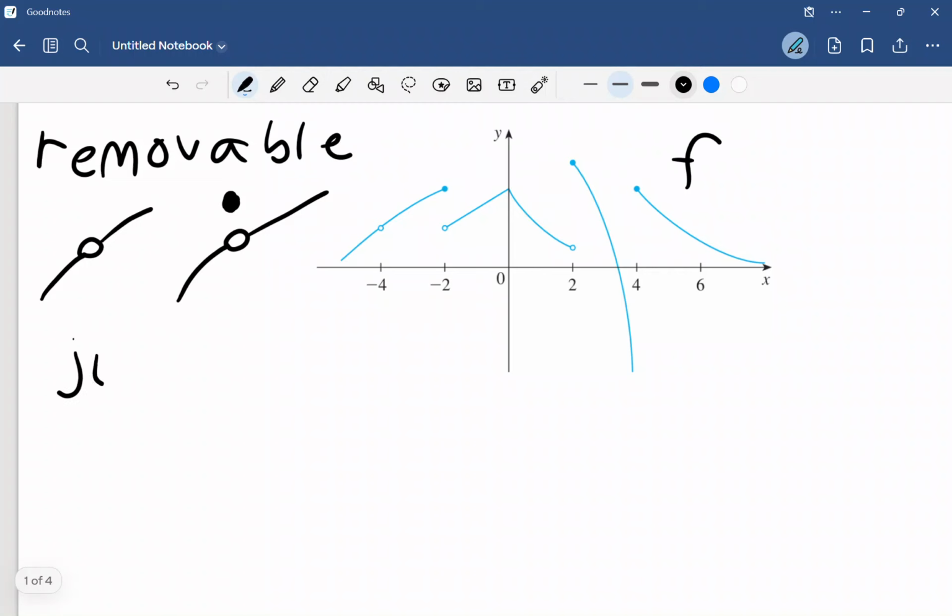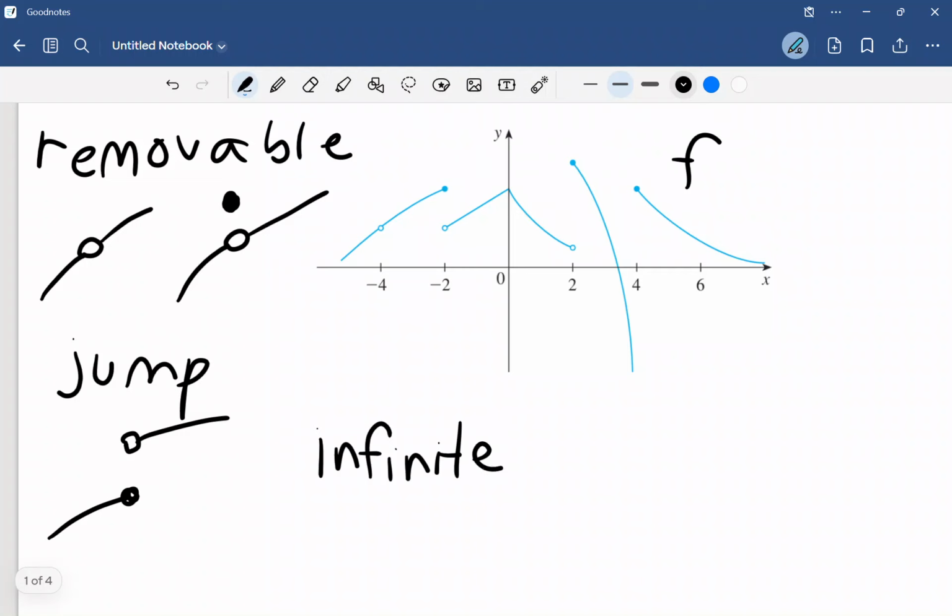There is also a jump discontinuity, where the function sort of jumps from one value to another. There's also an infinite discontinuity, where there's a vertical asymptote, which can be like this, or also another way like this, or something like that. That would be an infinite discontinuity.